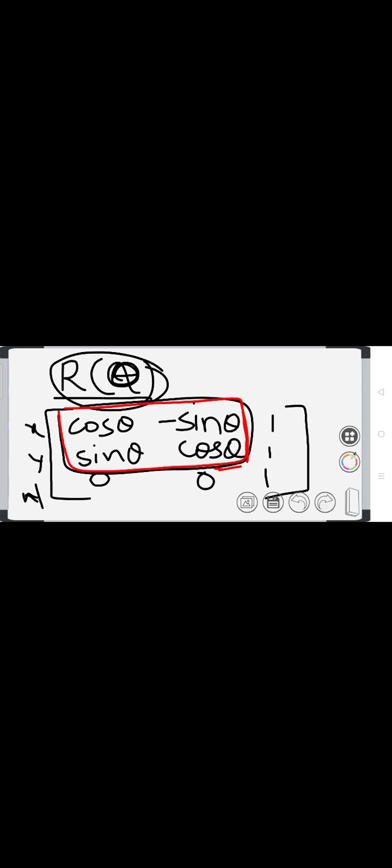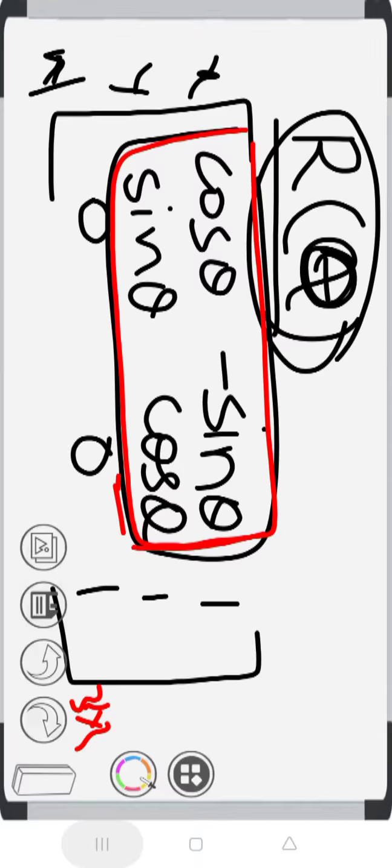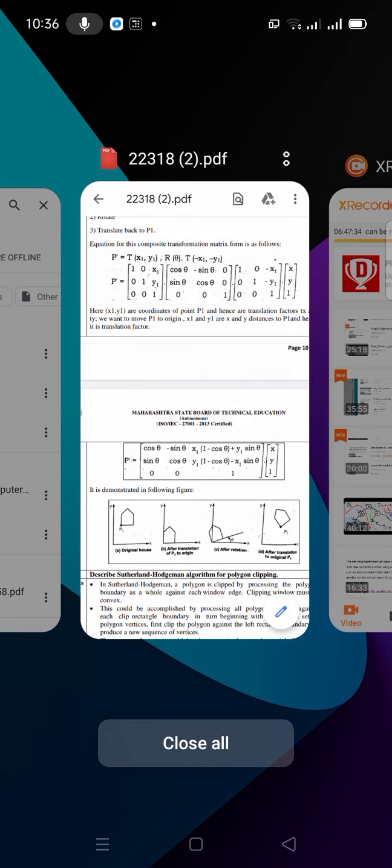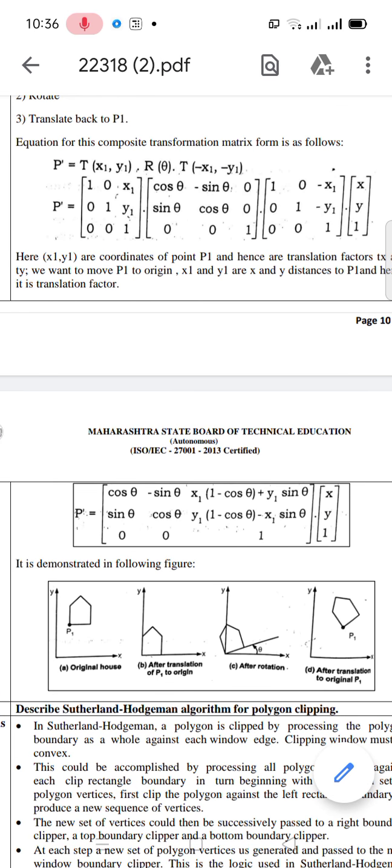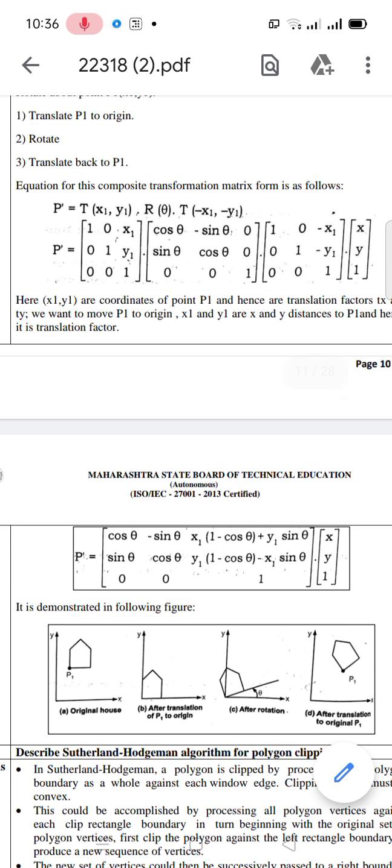Instead of 2 by 2 matrices, we are using 3 by 3 matrices. It is a 3 by 3 representation, and each and every time it is fixed. This is the rotation matrix. Now we can go back to our actual question. In this question, first is a translation by x1 y1. Instead of tx ty, they have used x1 y1. Then it is a rotation R theta, and again a retranslation, that is T minus x1 comma minus y1. Now you can represent it.